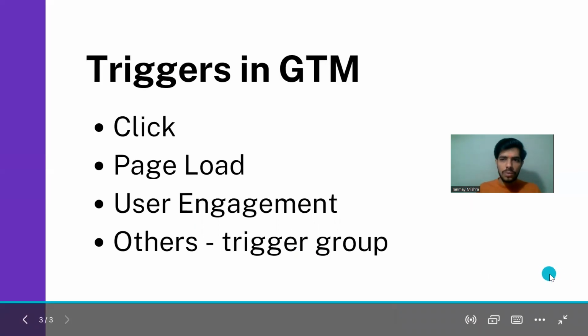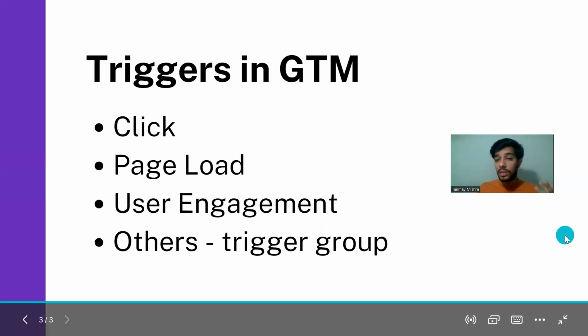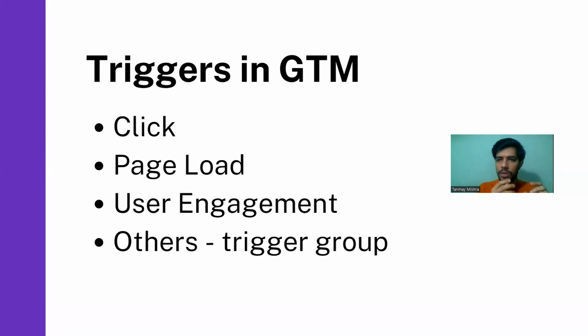Triggers in Google Tag Manager are very similar. Whenever an event happens, it fires a certain number of tags that are associated with that event or trigger. One of the most popular ones is click. If a user clicks on a certain link or some element on your website, it will trigger an event, namely click, and it will send data back to your Google Tag Manager that this event has happened.